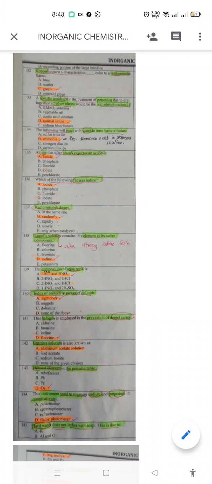Copper imparts a characteristic color to a non-luminous flame. Again, lumabas na naman yan. That is your green. Again, kapag potassium, the result of potassium ion in a non-luminous flame, it gives a violet coloration. Kapag sodium naman, persistent golden yellow. Lithium, carmine red. Calcium, brick red. And cupric are emerald green or green in general.